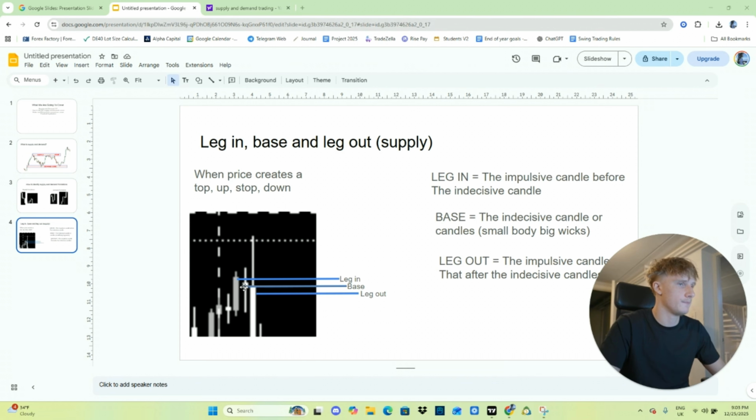We just kind of touched on it a little bit, but the base is essentially formed of indecisive candles, or it can be a singular candle, as you can see in this case, right? And it basically creates, in this case, the top, the surface, the base, okay?